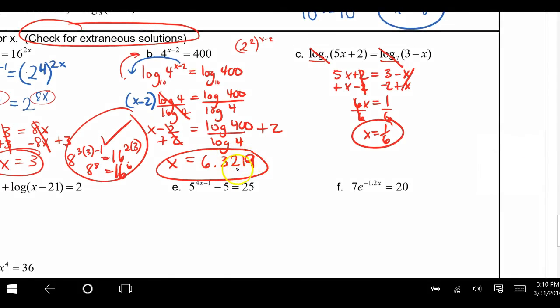Now, when you have to round your value here, it's not going to come out to exactly right when you plug it back in. But it should get pretty darn close. So if I plug in the 6.3219 minus 2, that should equal 400.